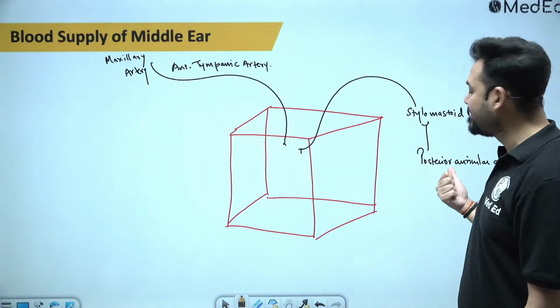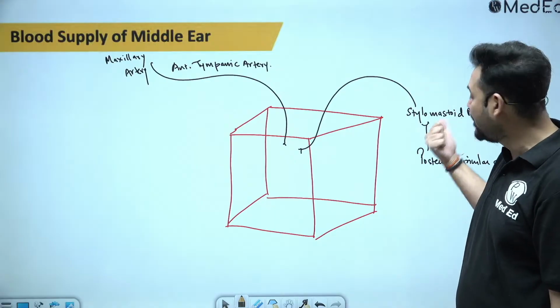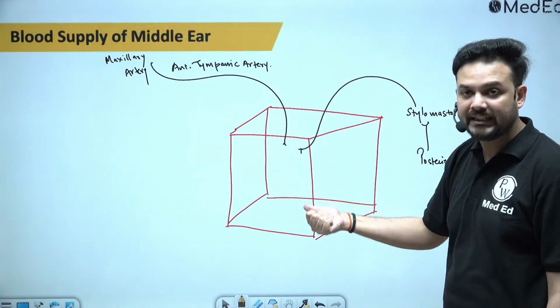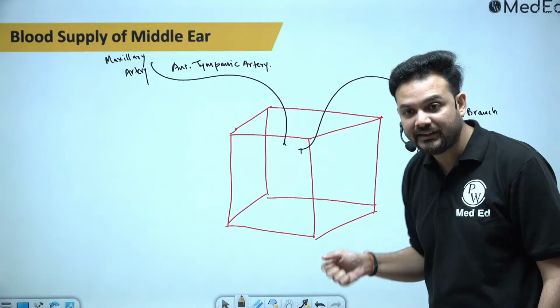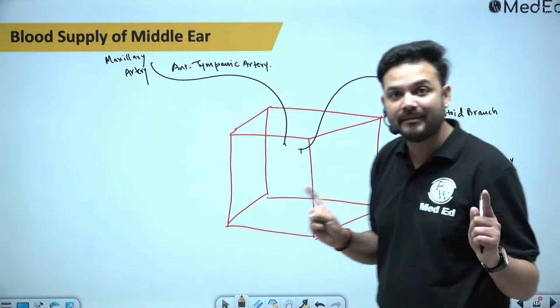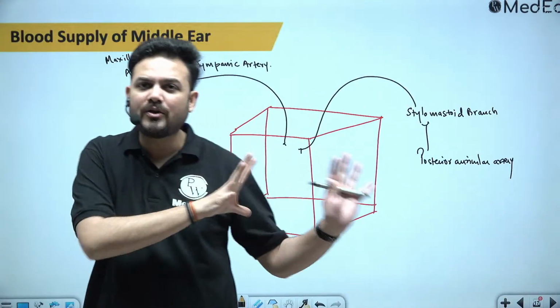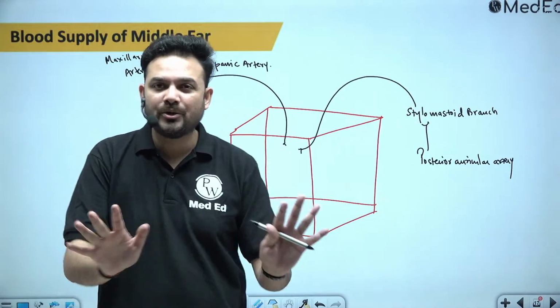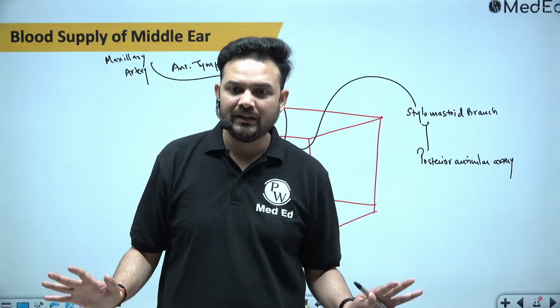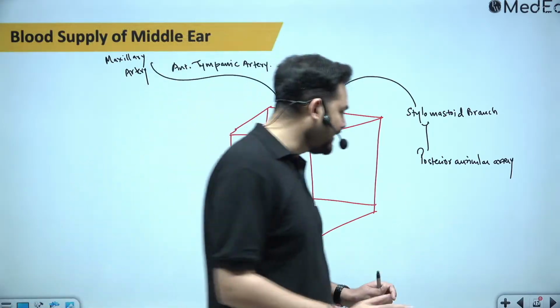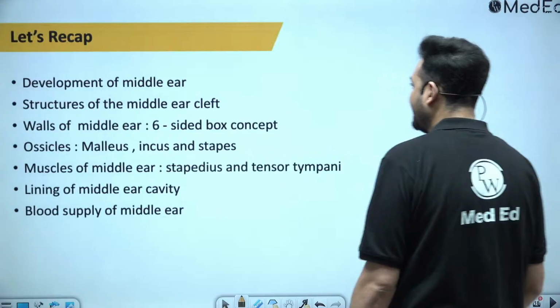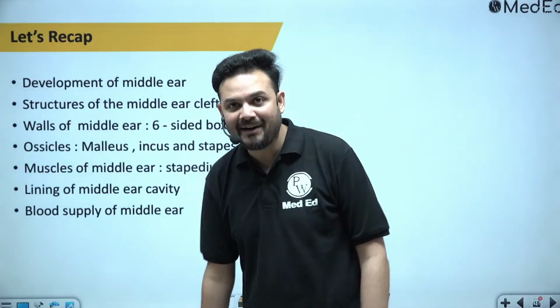And finally, there is the posterior auricular artery, which is giving the stylomastoid branch, which is coming into the ear, and that is also supplying the middle ear cavity. These are the two principal arteries supplying our middle ear cavity. There are small contributions from other vessels as well, but you don't need to remember those things. Okay, this is all that you need to remember.